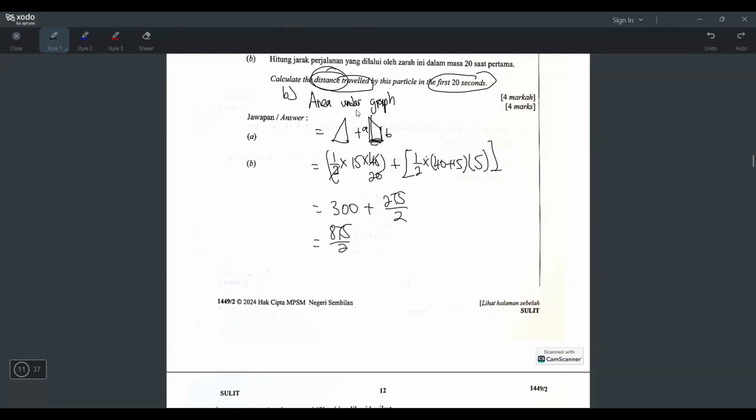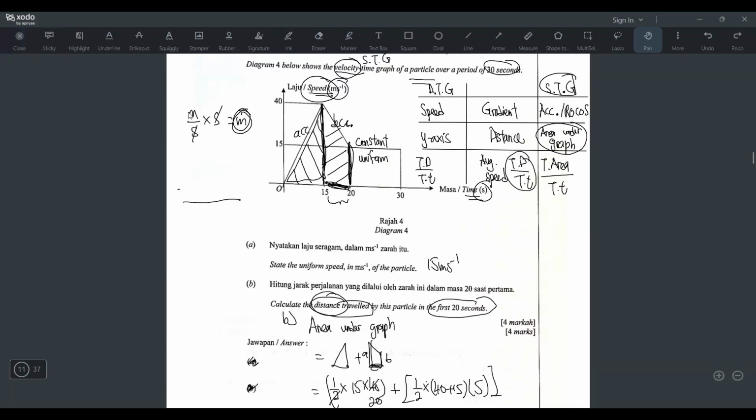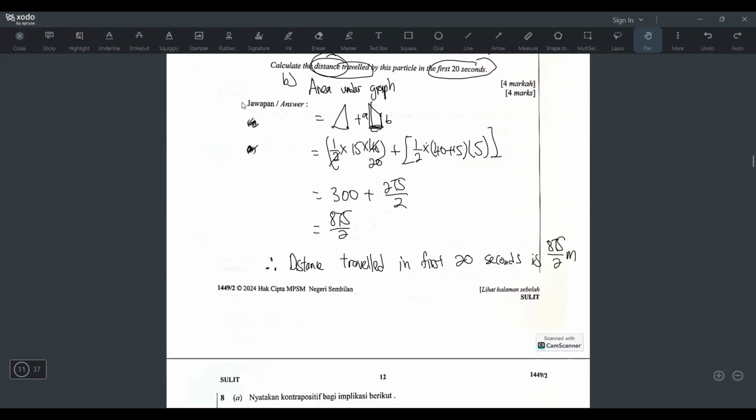But this is the area under graph, right? But I told you already, area means distance in a speed time graph. In a speed time graph, that's how you find distance, is to get the area. So I will just write distance traveled in first 20 seconds. In the first 20 seconds, how much is it? It is 875 over 2. And don't forget the unit is meter. I already explained why it is meter, just now. Okay, so that's the answer.